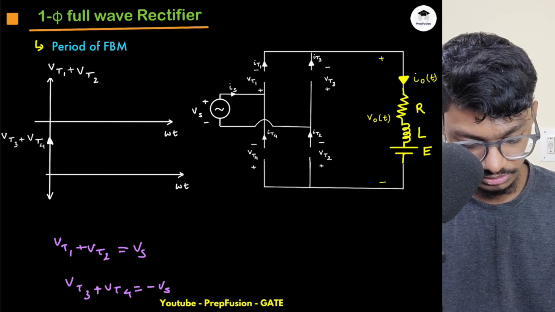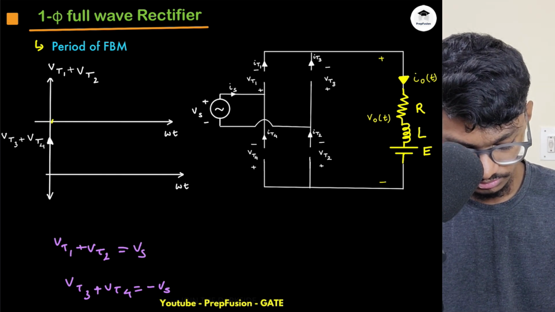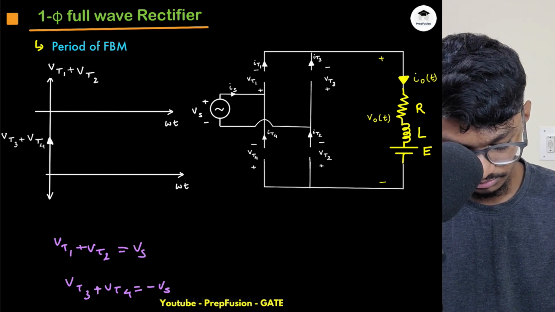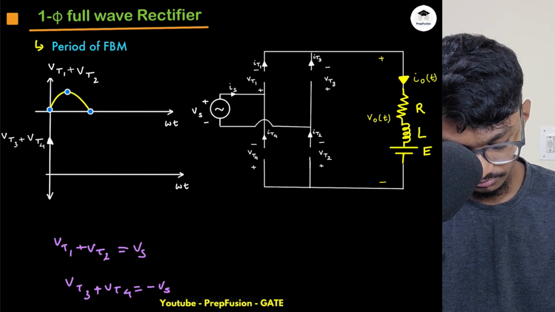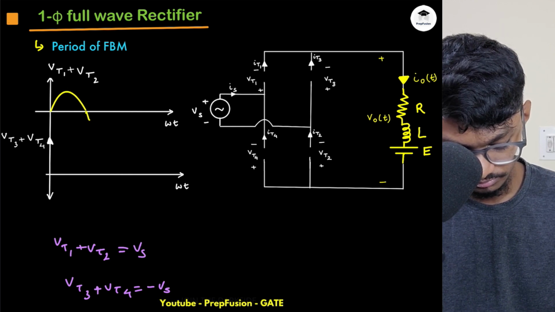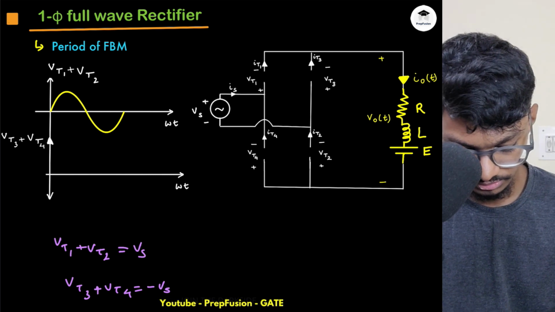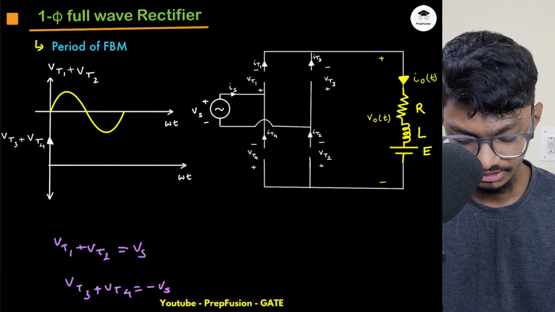What will happen? This will be basically a positive sinusoid, and this will be a negative sinusoid. This is minus Vs, right? That's why.